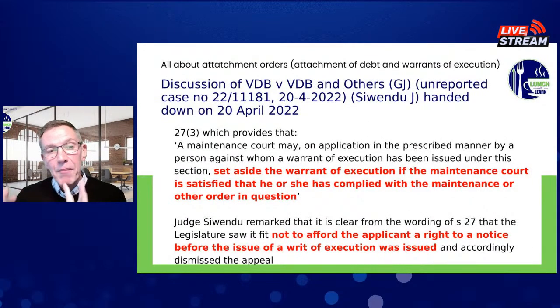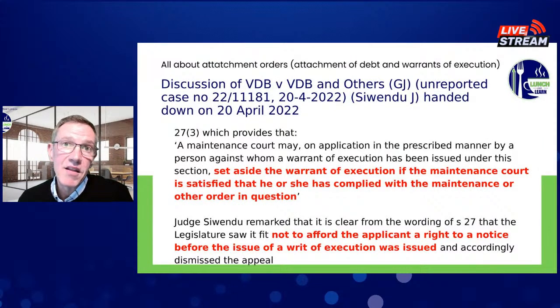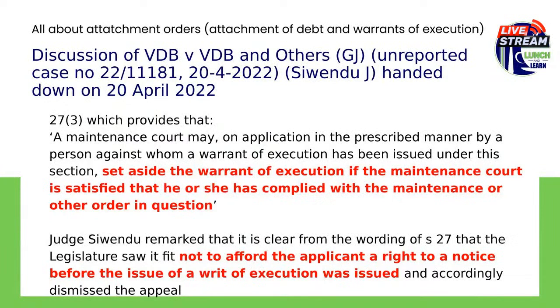So if one unpacks this case a little bit further, the court actually referred to Section 27(3), which says that the maintenance court may, only upon application in the prescribed manner, set aside the warrant of execution if the maintenance court is satisfied that he or she, that's now the respondent, has complied with the maintenance order in question. So the arrear maintenance still needs to be paid before he could approach the court.